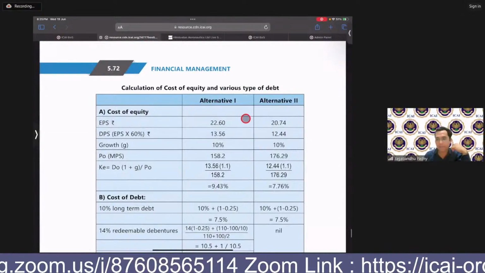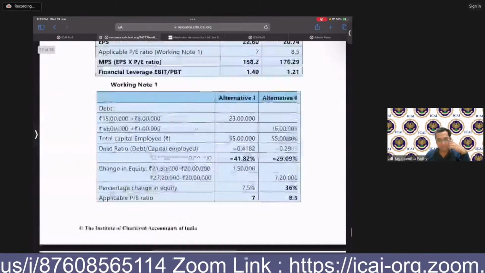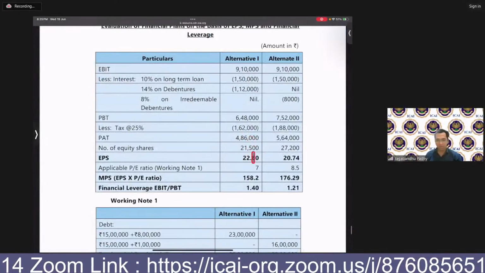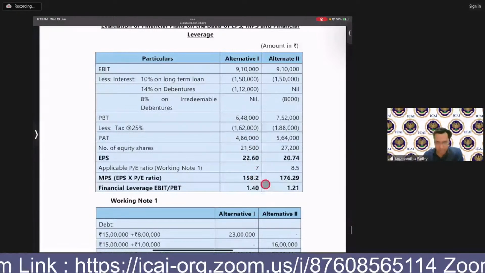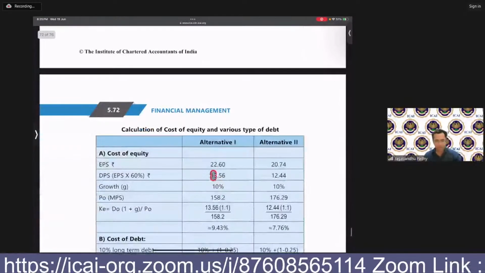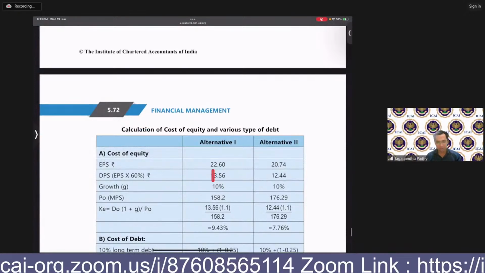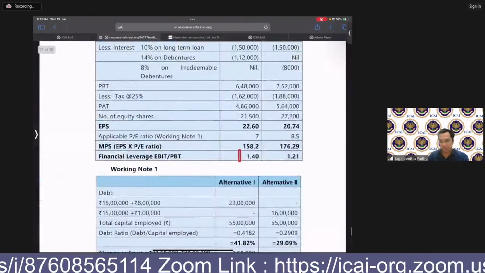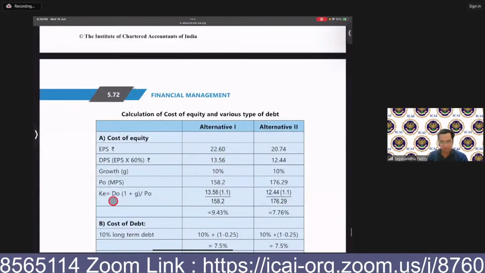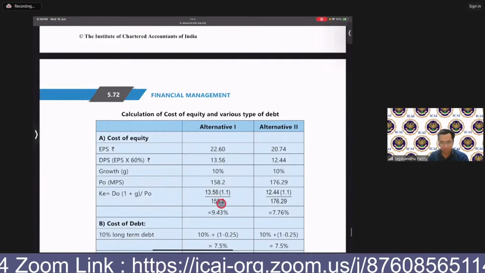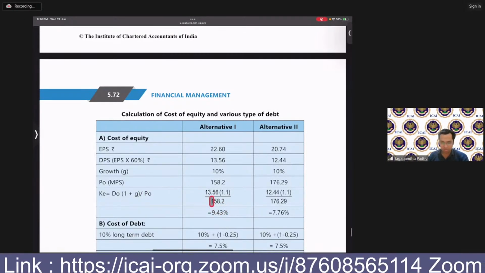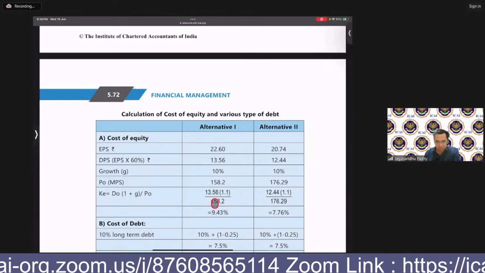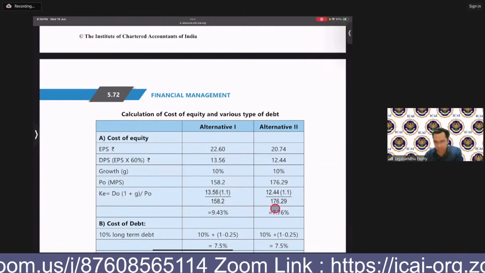For cost of equity, under both the options, you have the EPS that will be generated. You'll write down the alternatives, arrive at the profit after tax, come up with EPS, and based on the P/E you will get the market price also. For that EPS, 60% is the dividend payout, so you pay 60% out of it. This dividend is going to grow at 10% every year. Market price is also computed on the basis of the P/E ratio. So you have dividend, you have market price, and then you can get the Ke, which is D1 upon P0. So that's going to be simply your D1 upon P0, giving 9.43 and 7.76%.